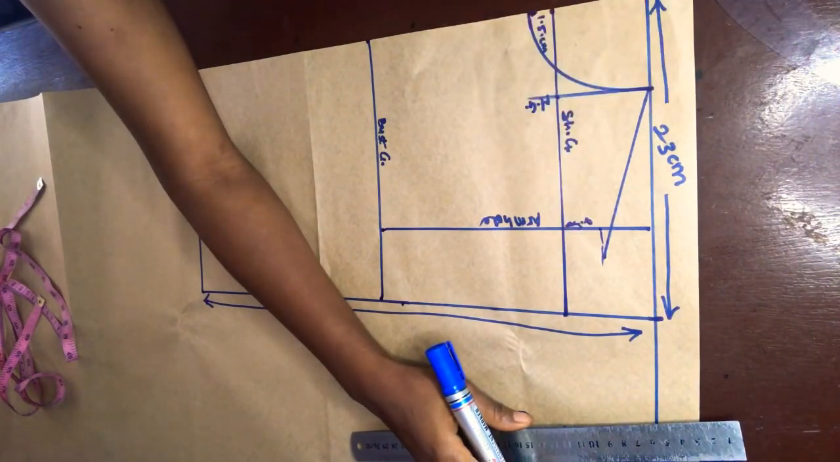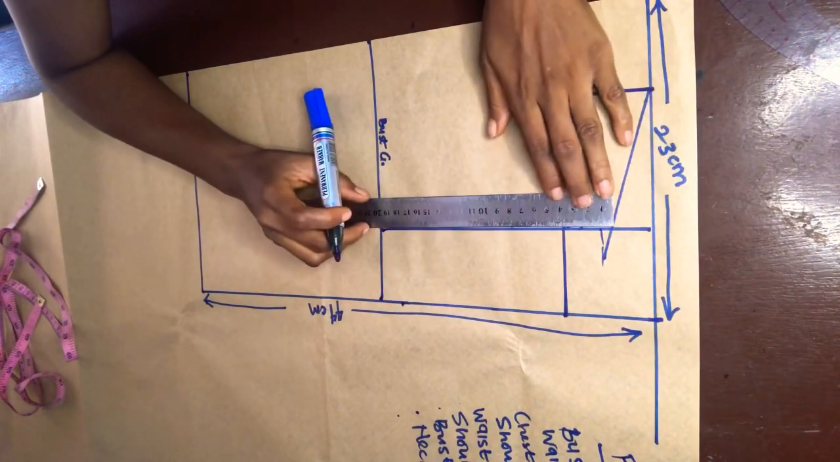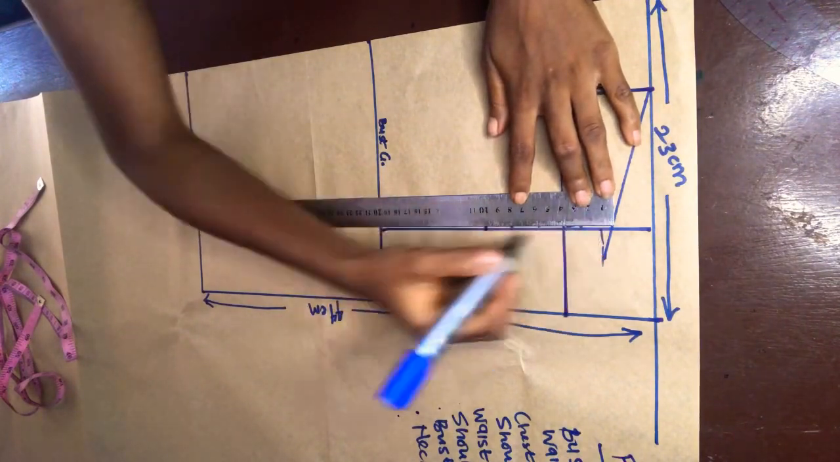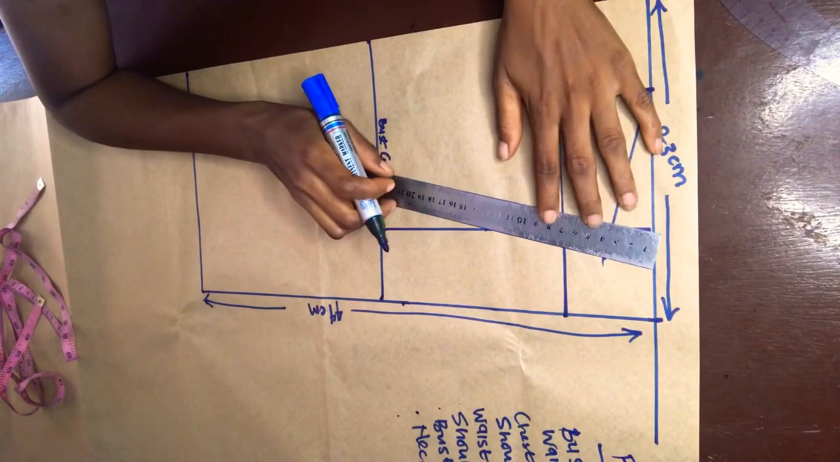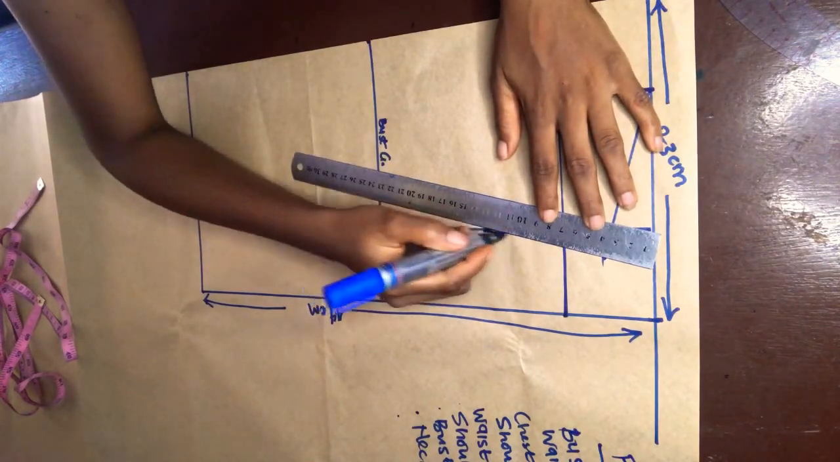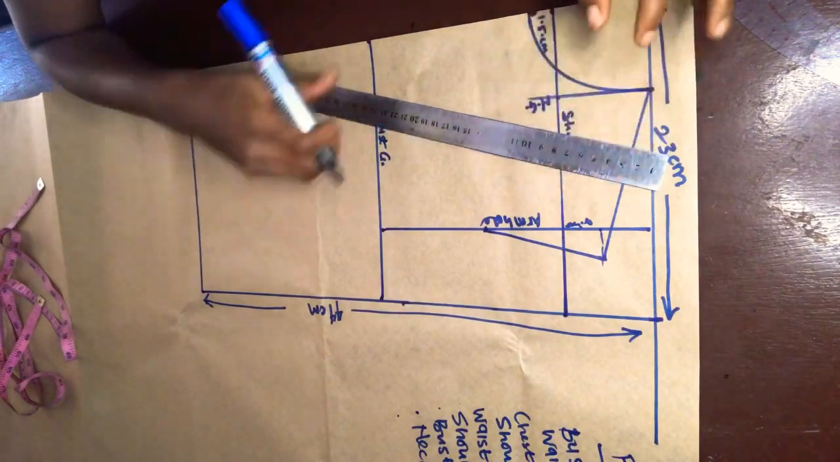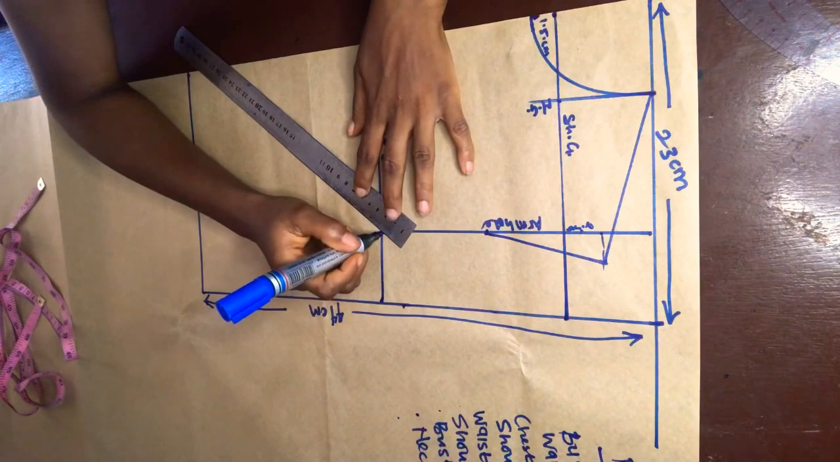That's the shoulder line. The point at which the shoulder line meets with the armhole line, we are going to divide it by 2. I have 20, and divided by 2 is 10. So that's the midpoint. Then we slant the ruler from where the shoulder ends, and you slant it up to that point.